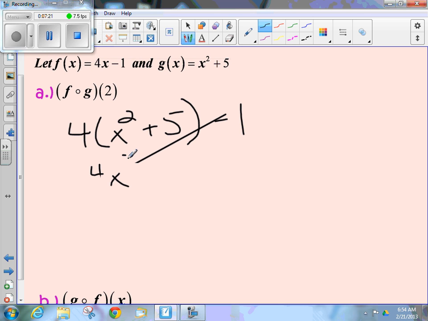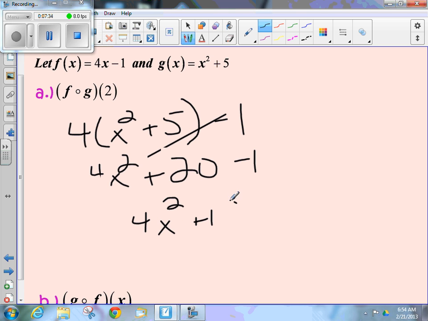4x squared plus 20 minus 1. So you end up getting 4x squared. When I combine those like terms, the 20 minus 1 is a positive 19. So is that your final answer, 4x squared plus 19? No, because what do I still have to do with this too? I still have to plug it in. Will you plug it in for me, please, and get me a final answer?